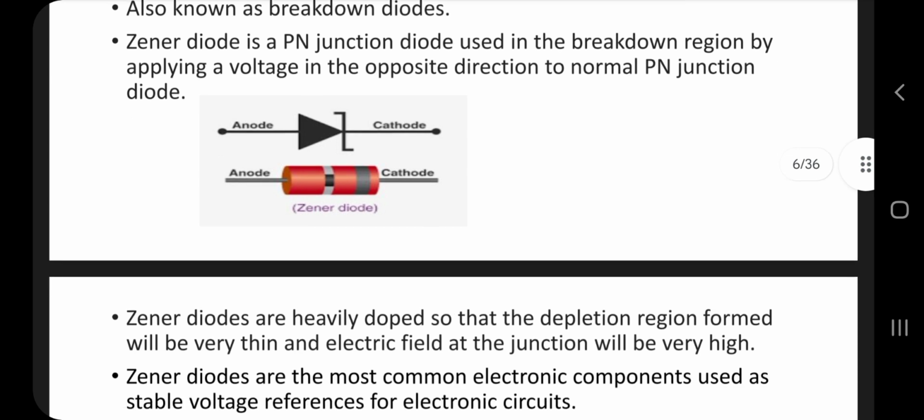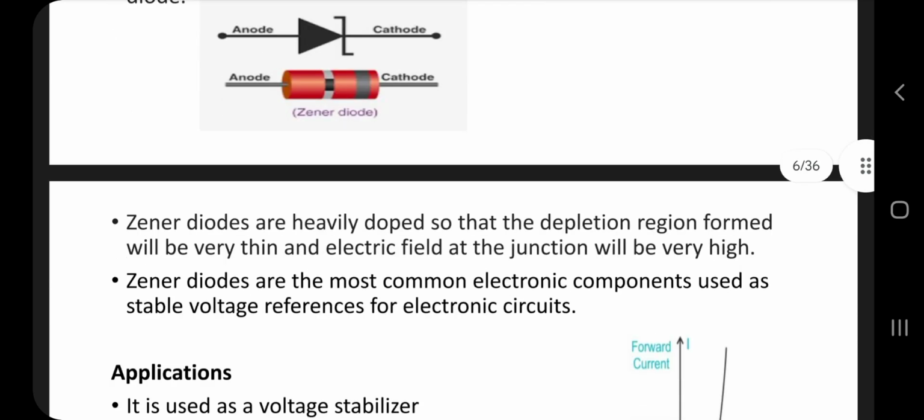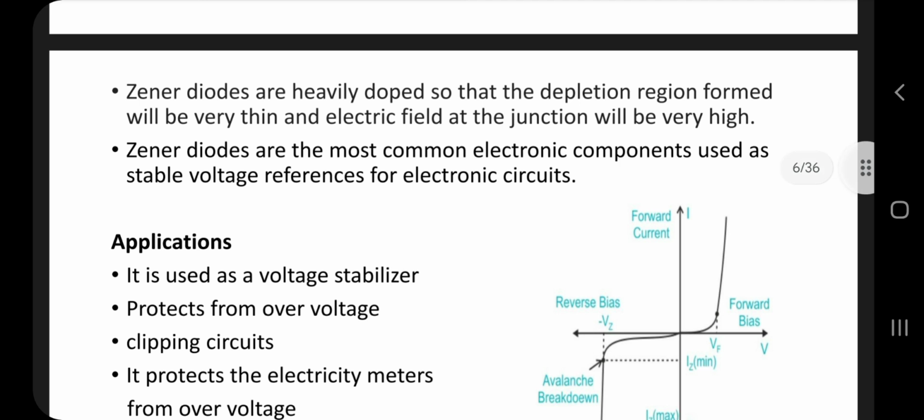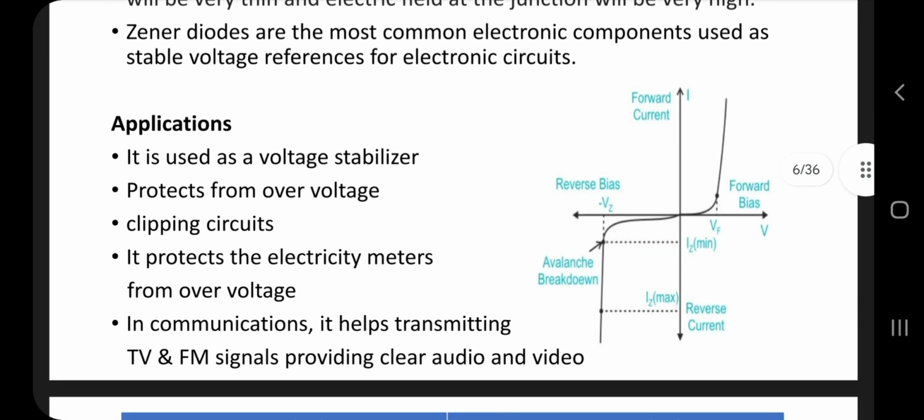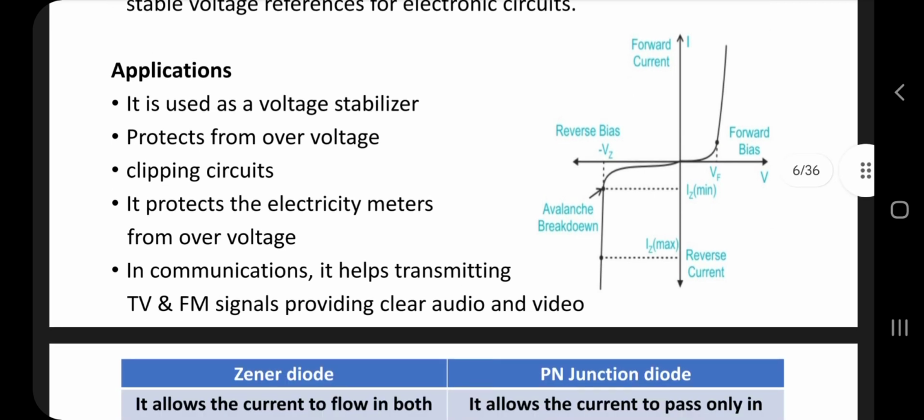It has two terminals, anode and cathode. Zener diodes are heavily doped so that the depletion region formed will be very thin and the electric field at the junction will be very high. Zener diodes are the most common electronic components used as stable voltage references for electronic circuits. This is the VI curve of the Zener diode.